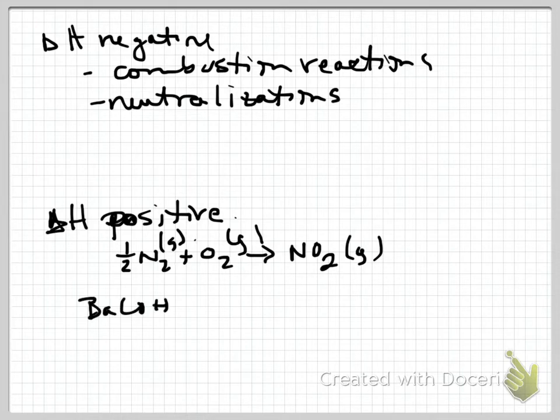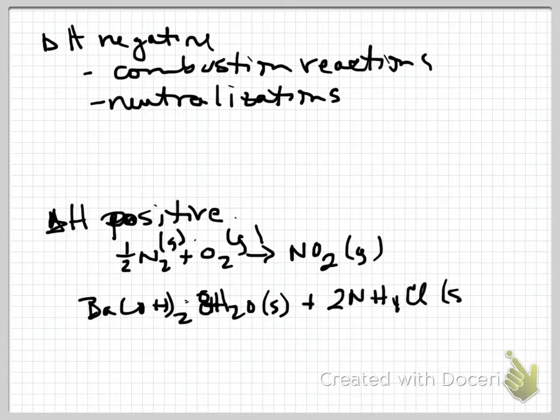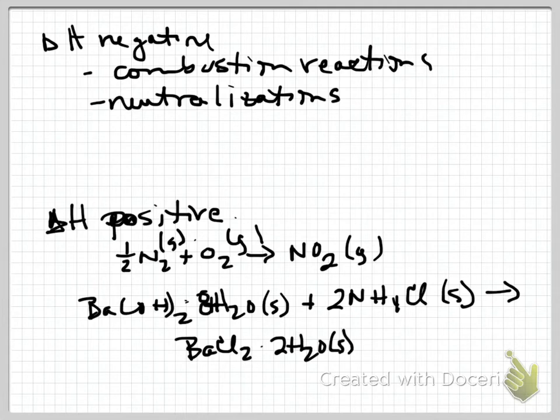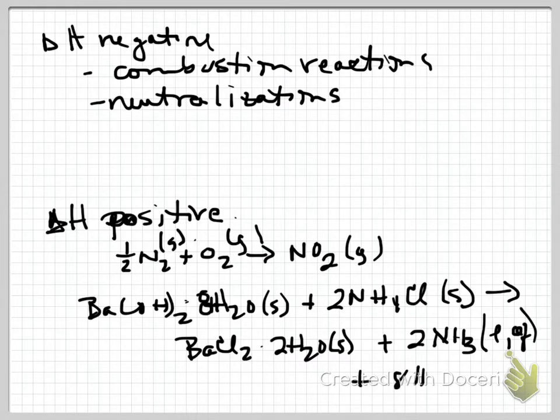Barium hydroxide. Actually, that's a hydrate. That's 8 waters. That's a solid reacting with ammonium chloride, also a solid, to form barium chloride dihydrate, which is a solid, plus ammonia, which is aqueous, and then 8 waters.